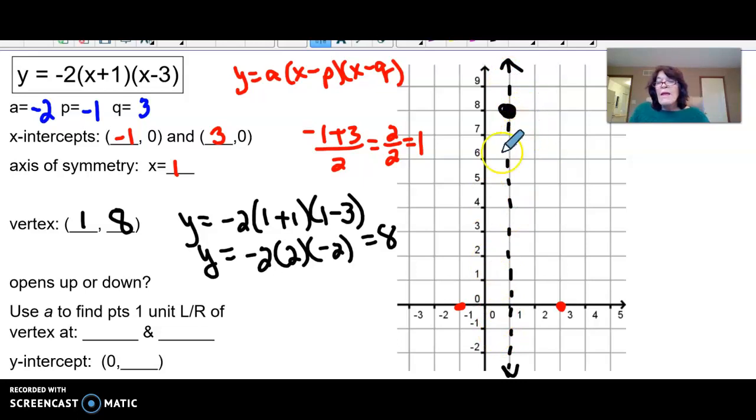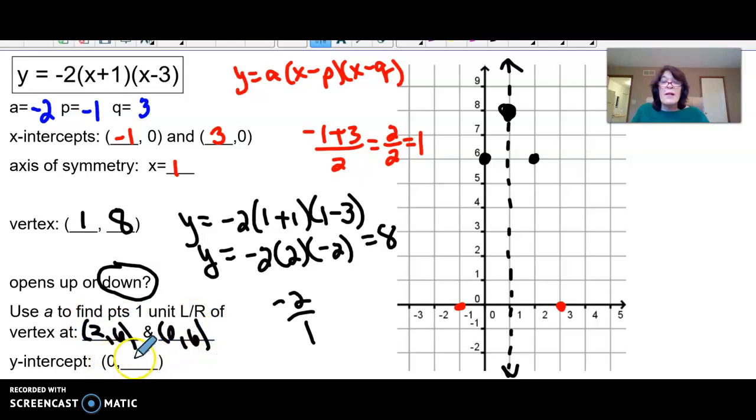So if I want to find the y-intercept, I can. Here they're asking us to find which way it opens. Of course, down because of the -2 right here. Use a to find points 1 unit to the left and the right. So I'm going to go down 2 and over 1 from my vertex. And that gives me the points 2, 6, and 0, 6. So I kind of found the y-intercept while I was doing that.